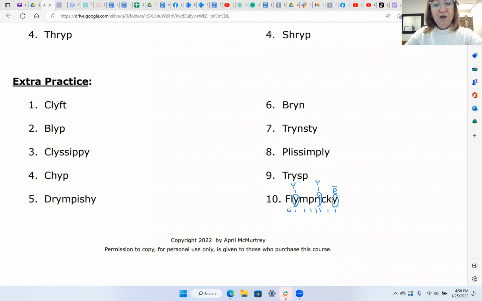Full, flip, flim, flimp, flimper, flimprick, flimprick, flimpricky, flimpricky. If you can read flimpricky, you can read almost anything. Well done. I have a request for number 8. Okay, let's do that one too.